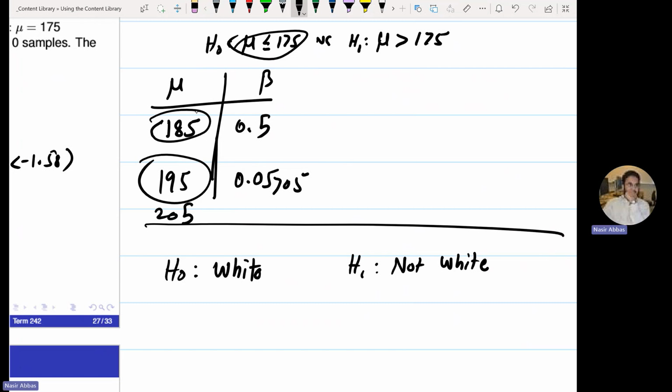If H1 is 176, the type 2 error is very high, because of white and white, very difficult to differentiate. So if H1 is in the neighborhood of H0, the type 2 error will be very high. The power will be very low. What is power? 1 minus type 2 error. The power will be very low. And if H1 is far, the type 2 error will be low, power will be high. Power is 1 minus beta. So in that case, power is 50%. In this case, power is 95%.